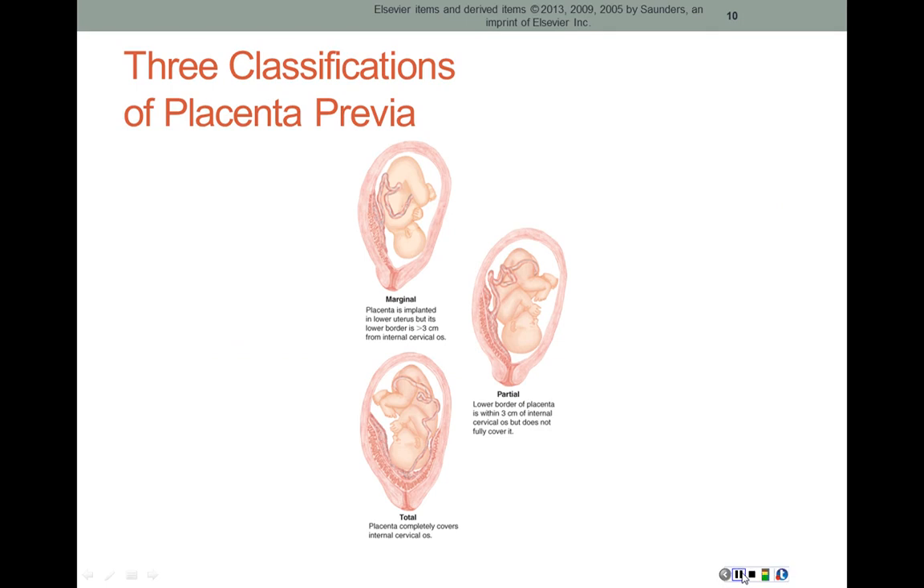You can see the marginal. The placenta is really low in the uterus, but it does not touch the os. In partial, it does touch the os, but it does not fully cover it. And then in total, the placenta is completely covering the internal cervical os. And I hope everyone knows that the internal cervical os is where the baby has to come out.